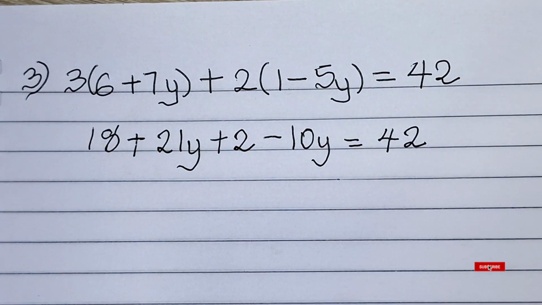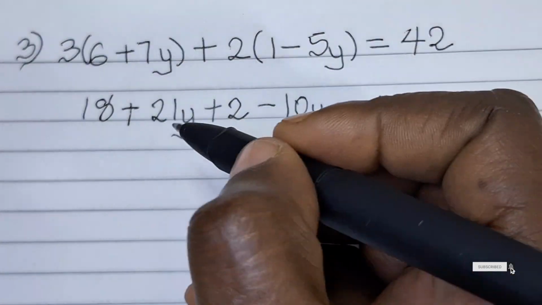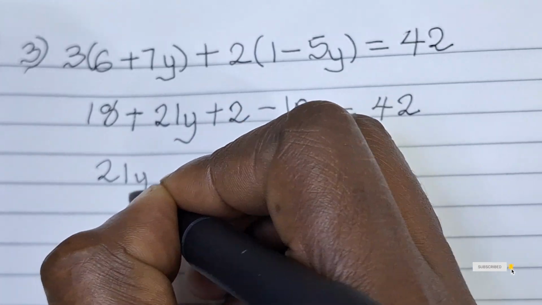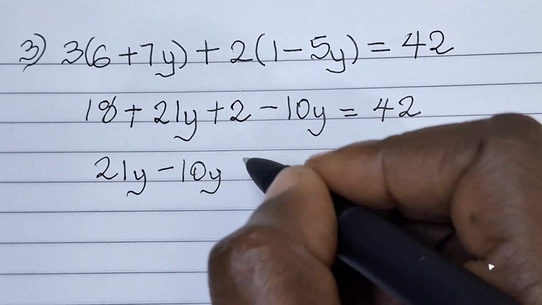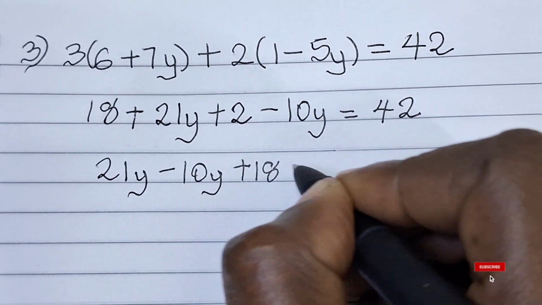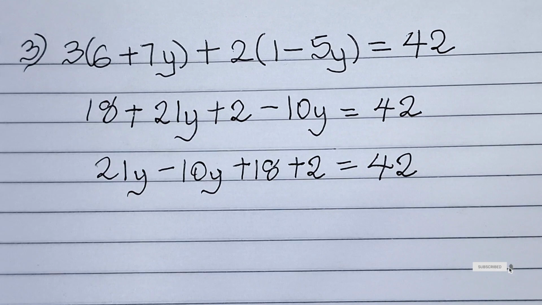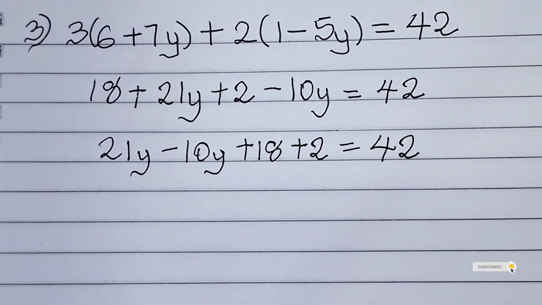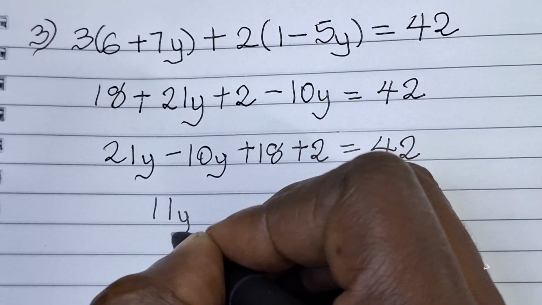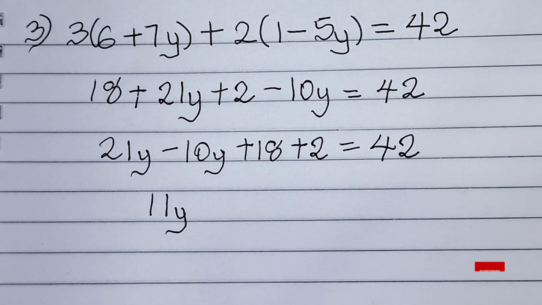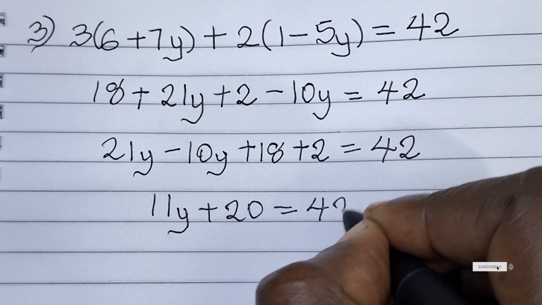I have opened up the bracket. No more brackets. Now it's time to collect like terms. 21y minus 10y are like terms, so I group them together. Plus 18 plus 2 are also like terms. I group them together, and that is equal to 42. Now, 21y minus 10y is 11y. 18 plus 2 is 20, and that's equal to 42.